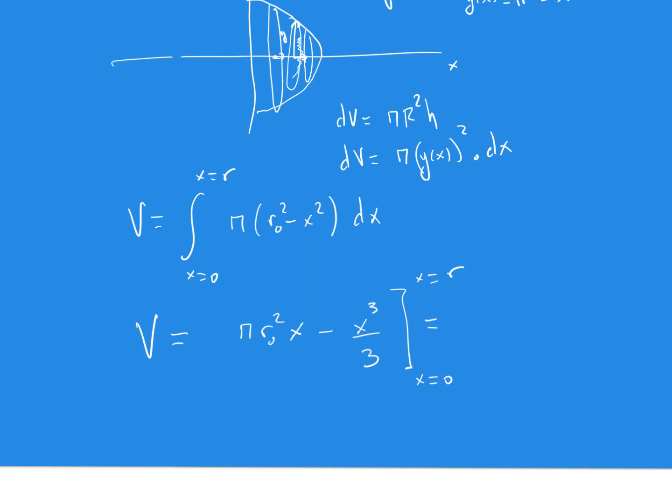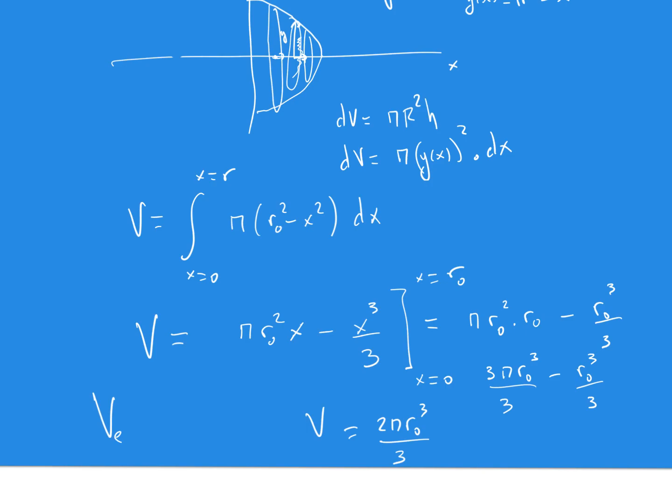So if I have to evaluate this, it will be pi, between 0 and r0, r0 squared multiplied by r0 minus r0 cubed divided by 3. So I have pi r0 cubed minus r0 cubed divided by 3. Or I have 3 divided by 3 pi r0 cubed minus pi r0 cubed divided by 3, or 2 pi r0 cubed divided by 3. Because this volume is half of the volume of the sphere, the volume of the sphere is 2 times this, is 4 pi r0 cubed divided by 3, and the problem is solved.